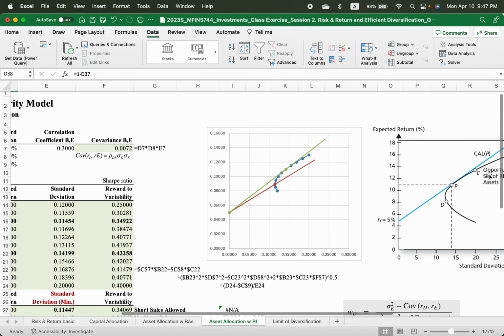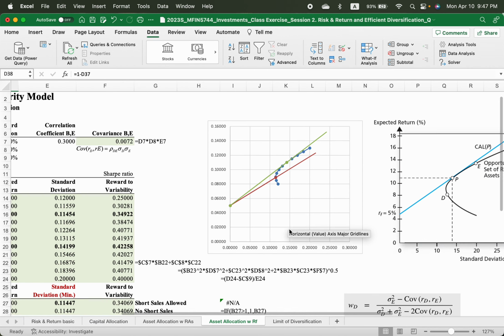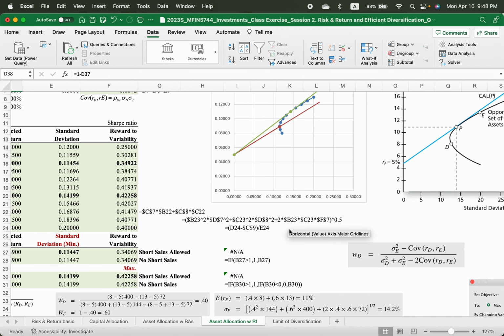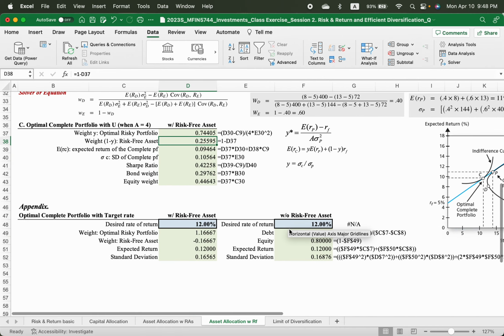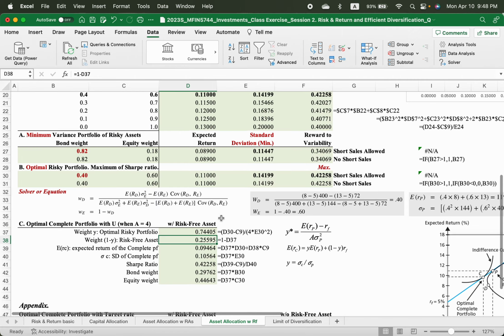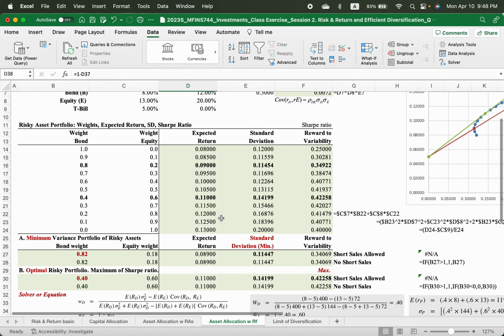And here we drew the optimal level, which is the P level, that makes the tangent of the capital allocation line and the efficient frontier line that is comprised of the risk-free asset and the risky asset, two different types of risk assets. In this appendix part, we have the target or desired rate of return, and you can just practice yourself.